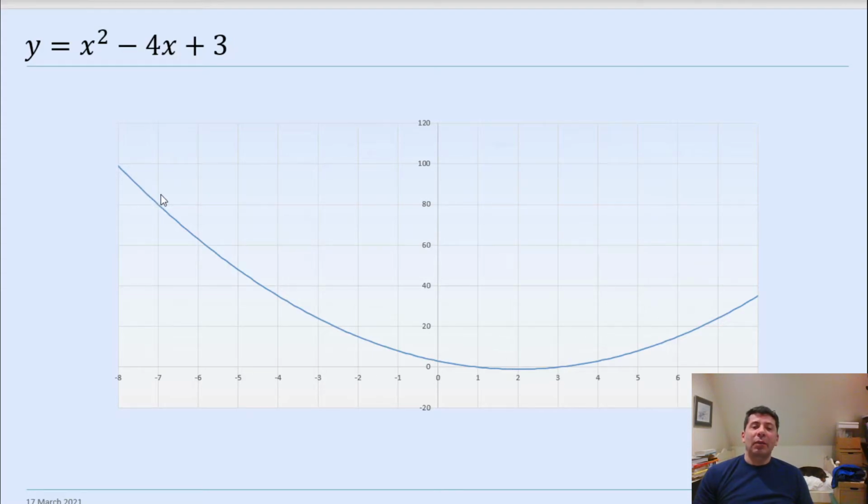Y equals x squared minus 4x plus 3. This is the curve. And we can see it touches the axis at 1 and 3.